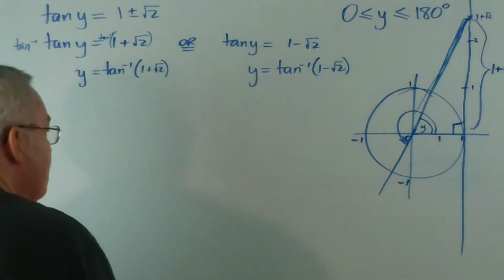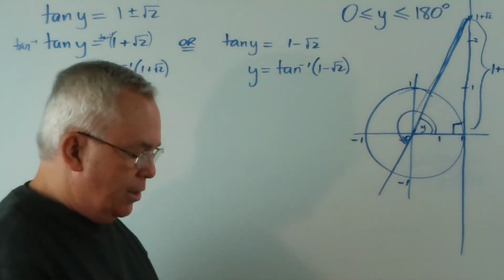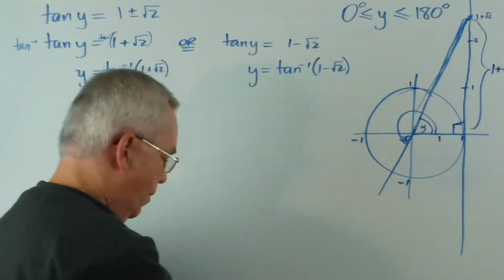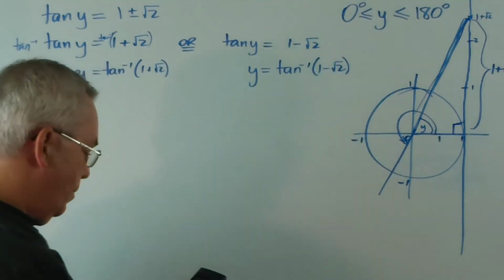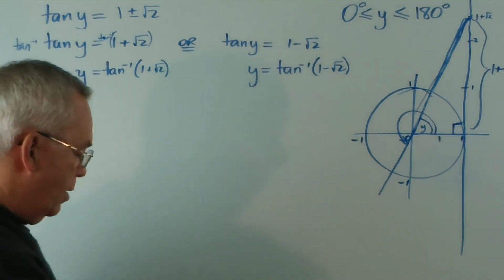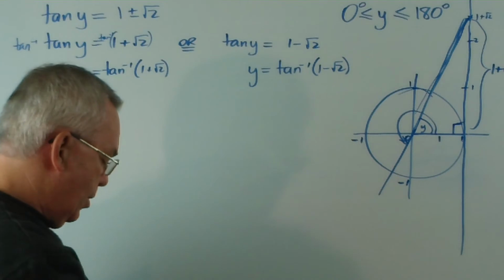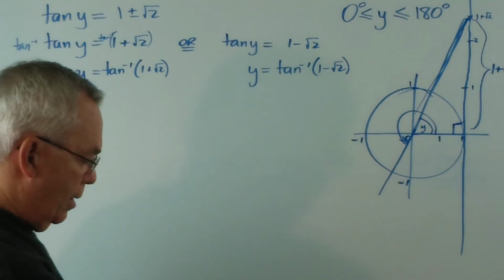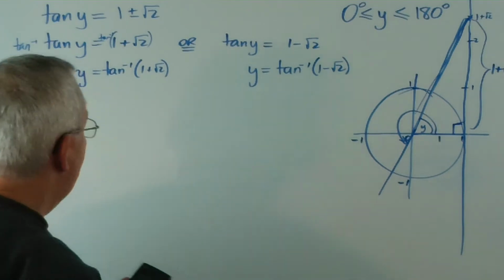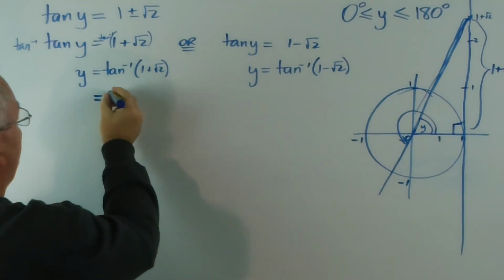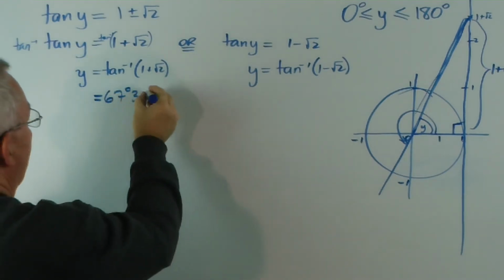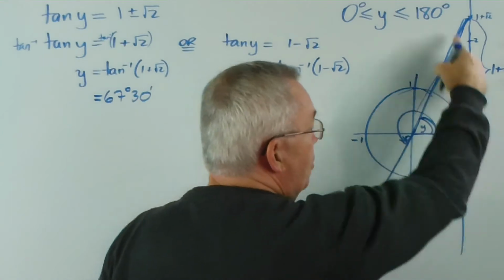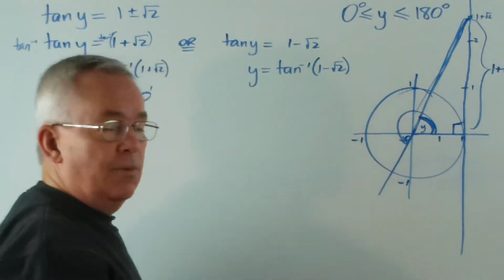I have a calculator here, and turning it on, I check that it's in degrees because we're talking in degrees. And I calculate the inverse tangent of 1 plus square root of 2, and my answer is 67 1/2 degrees, 67 degrees 30 minutes. There it is. And I think you can see, I tried to do this to scale, and it looks pretty close to 60 or 70 degrees.